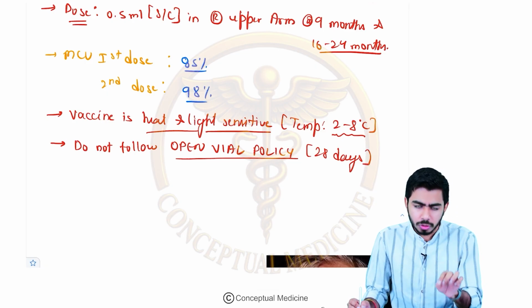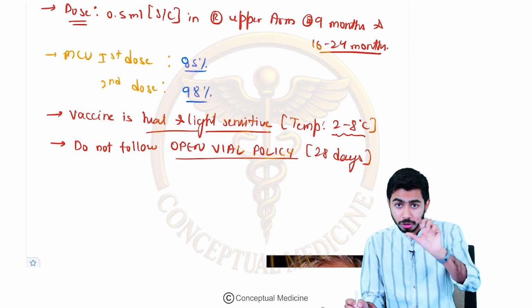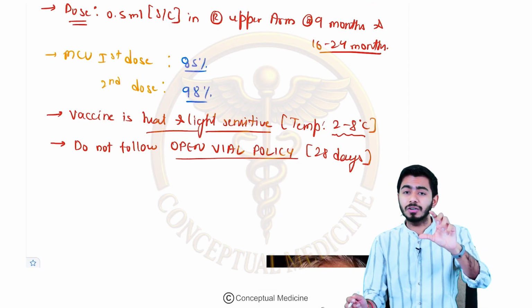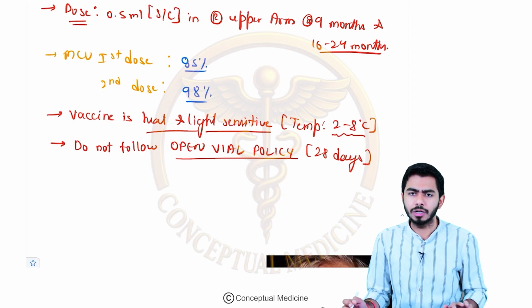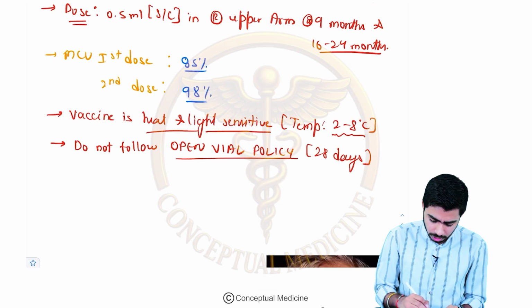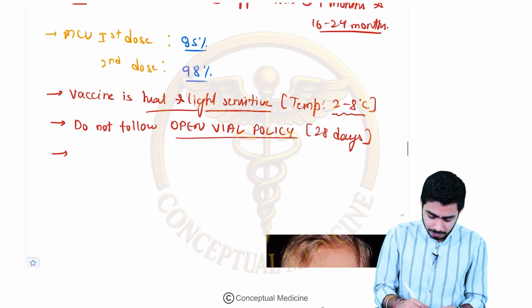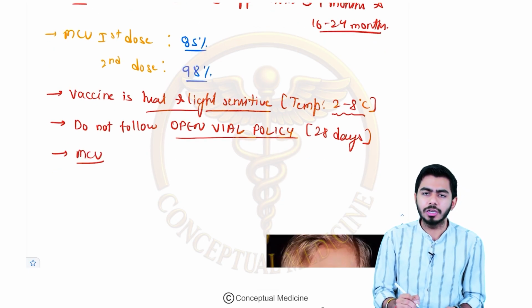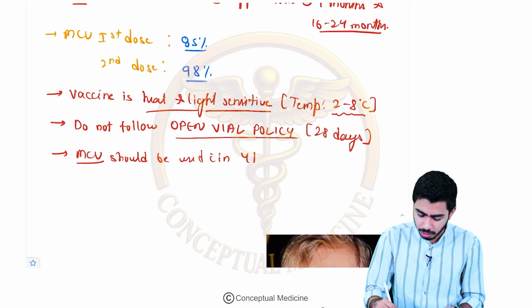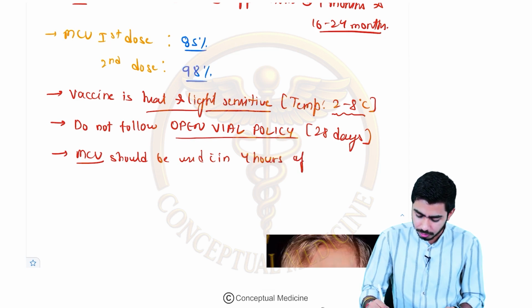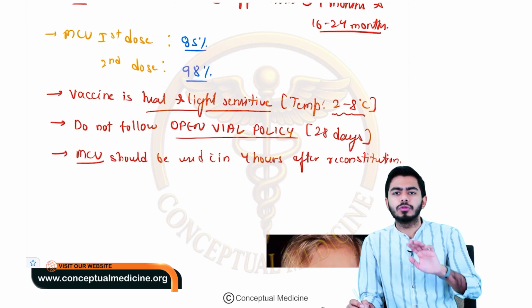But measles should be used within 4 hours after the reconstitution. You are doing the reconstitution, mixing it with the distilled water. After the reconstitution, you have to give it to the patient within 4 hours, otherwise this vaccine will have no use. So this measles containing vaccine should be used within how many hours? 4 hours, after mixing, after reconstitution with the distilled water, obviously. I hope you are clear with that.